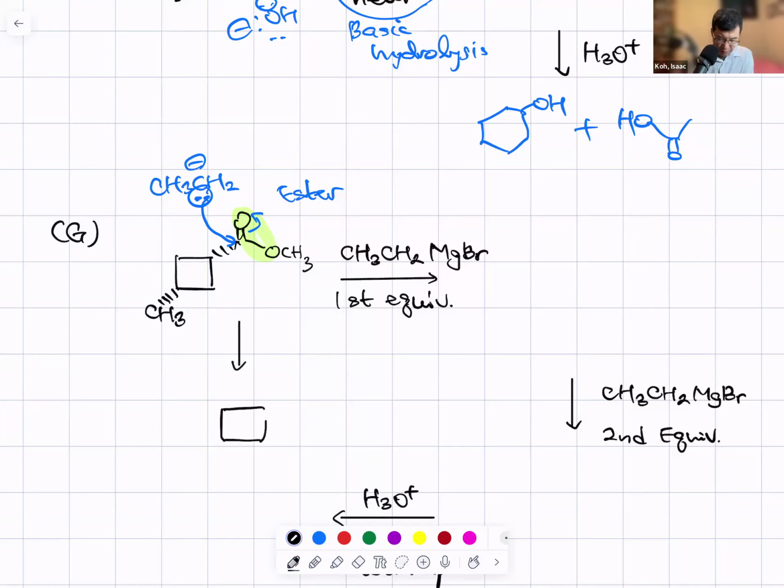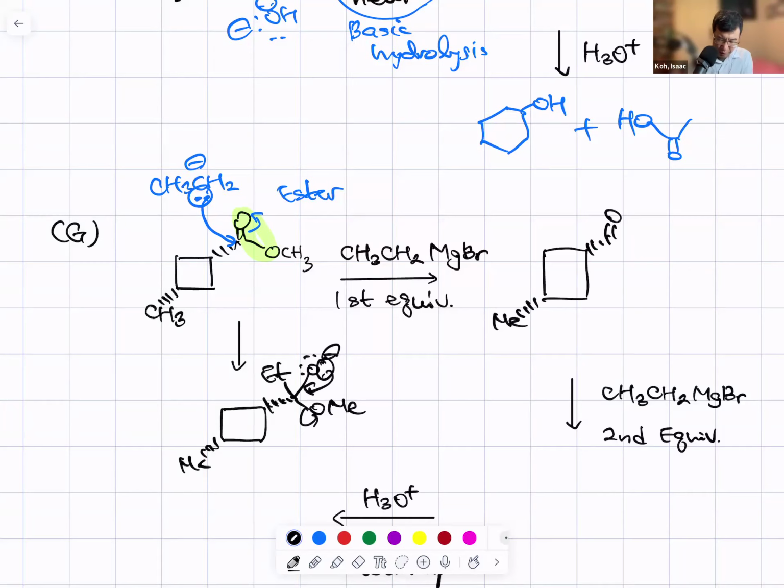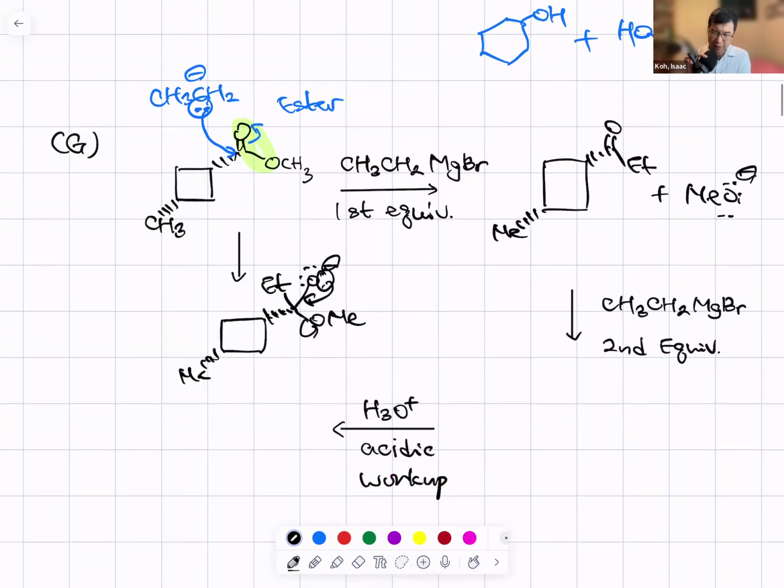So it is now here, oxide and ethyl group and O methyl, and the oxide ion is regenerated and methoxide is leaving, so it is generating the methyl group and ketone, plus methoxide is left. This one, and this is ketone.